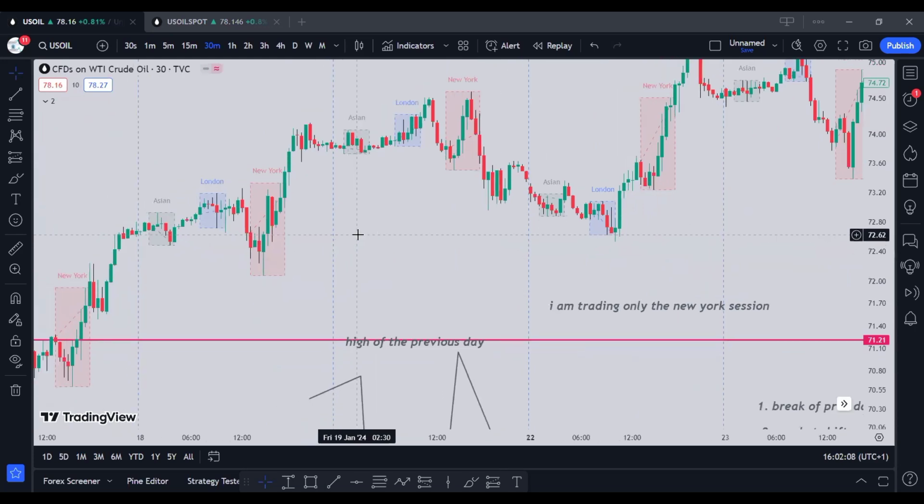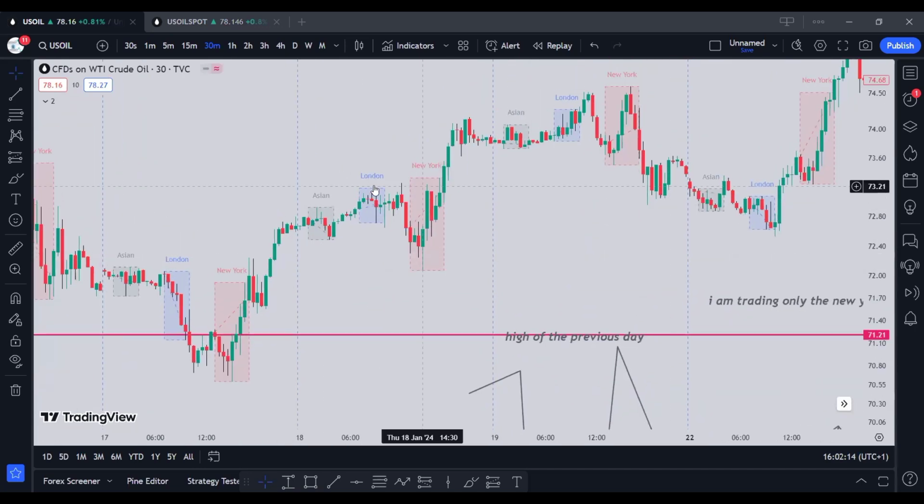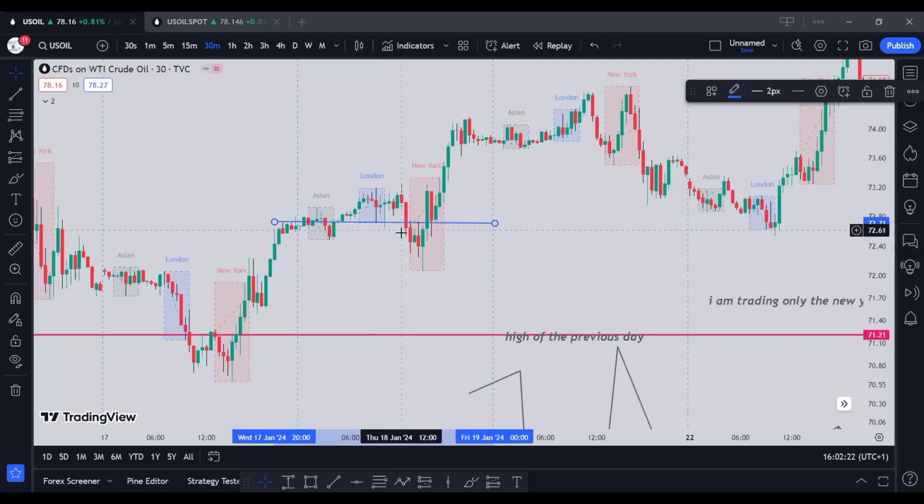So these are the type of trades you want to be taking, right? Let me just show you another example. Let's keep going from that day. Now look at this trade, right? This is the 30-minute chart, by the way. This is the high of the previous day, right? Now this break of structure.